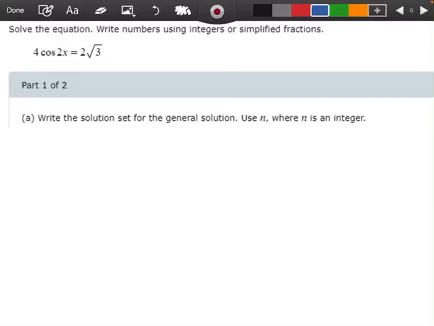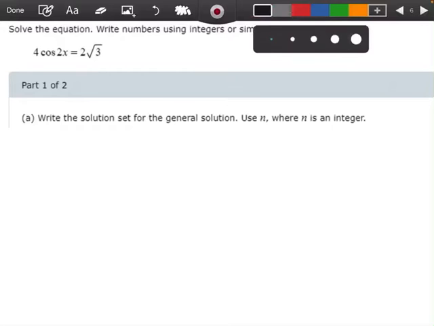All right, so guys, this is a question from the homework from 5.5, and it says solve the equation, write the numbers using integers or simplified fractions. Okay, so the student's question was, how do I do part B? But let's go ahead and go through the whole problem just to make sure that we're good here.